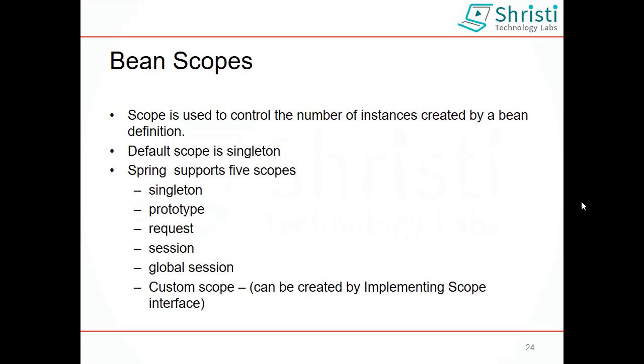Spring framework supports 5 scopes: singleton, prototype, request, session and global session. You can also create your own custom scope by implementing the scope interface. Now let us see the scopes one by one.